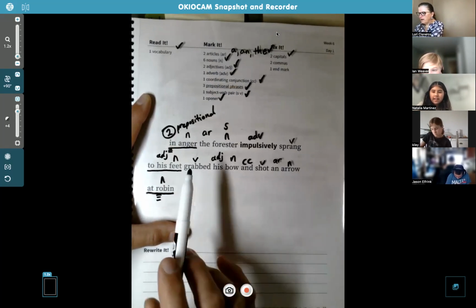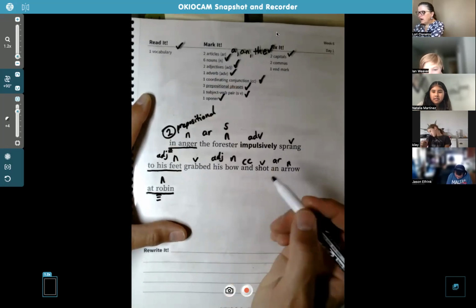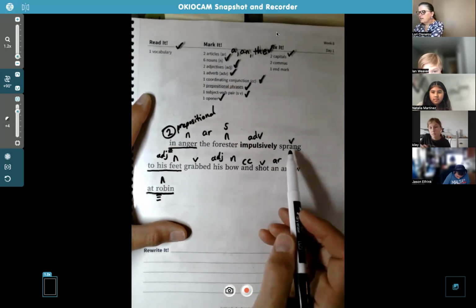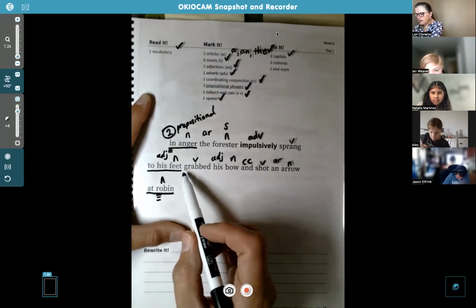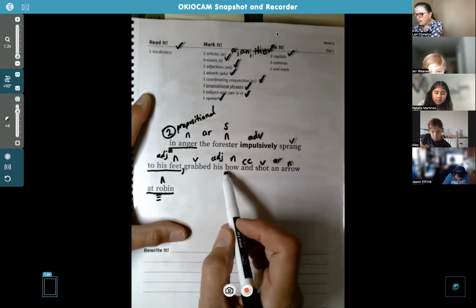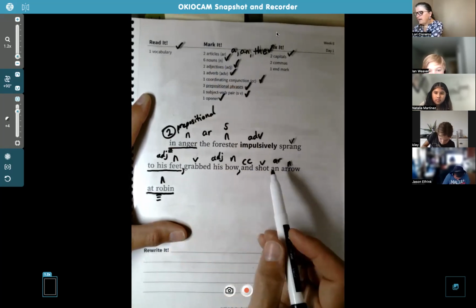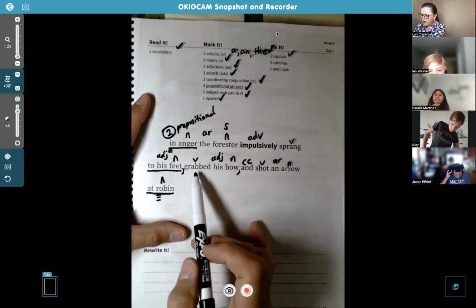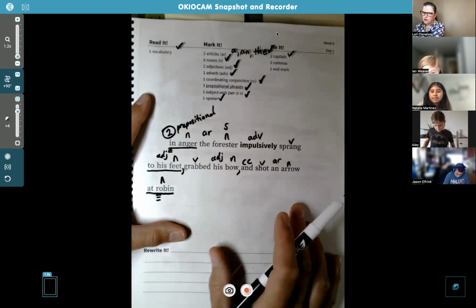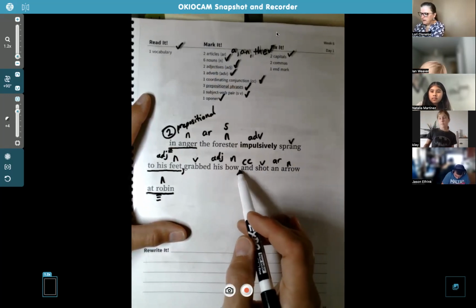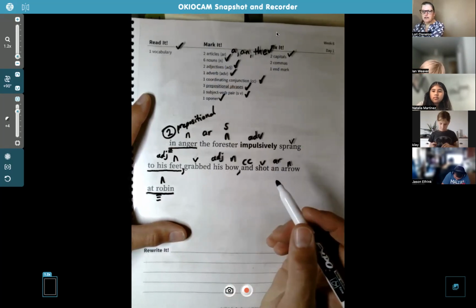So you have a comma, not after "and." So you have: in anger, the forester impulsively sprang to his feet, comma, grabbed his bow, comma, and shot an arrow. So he sprang, he grabbed, and he shot. Because there are three verbs listed in a row with "and," it's supposed to go like that. Does that make sense, Natalia?